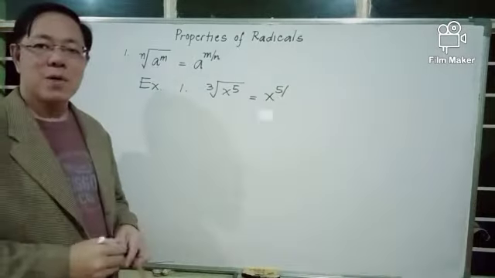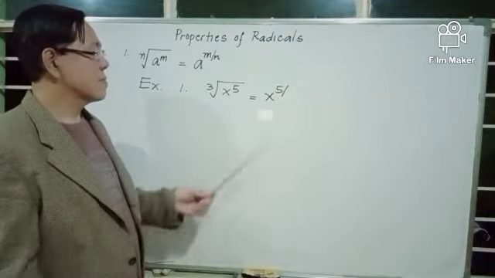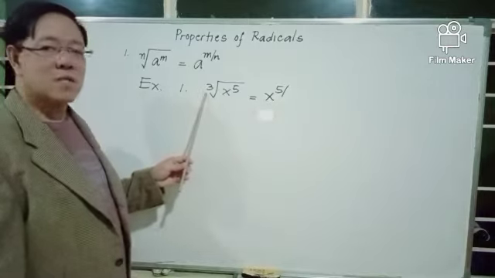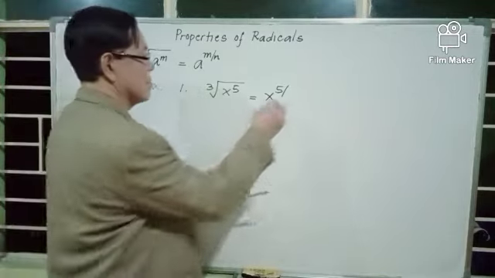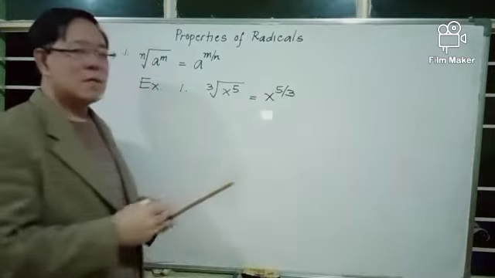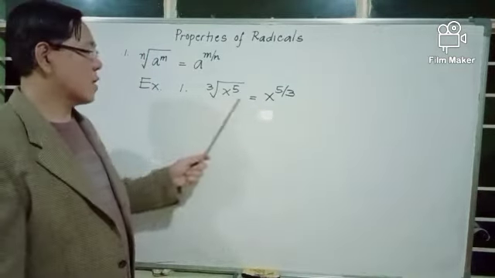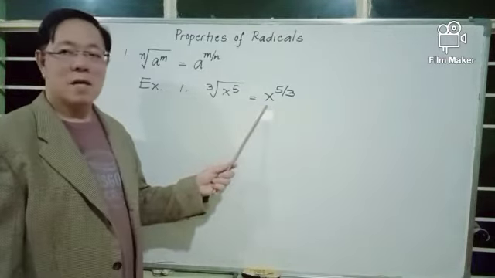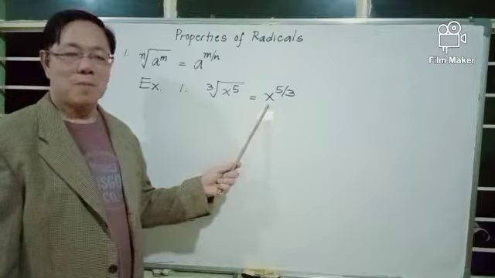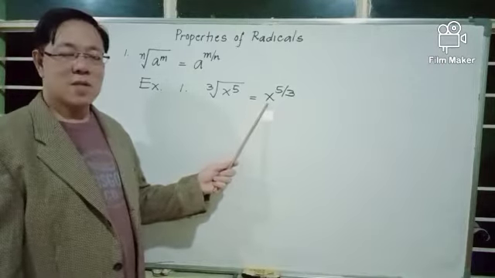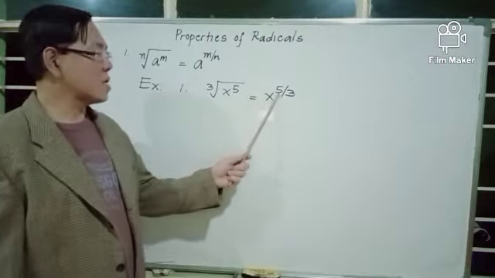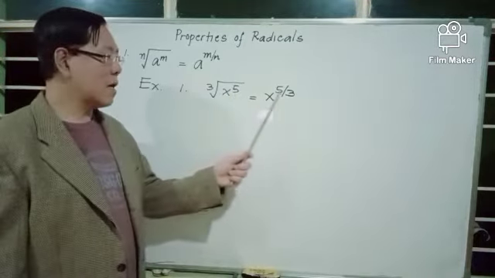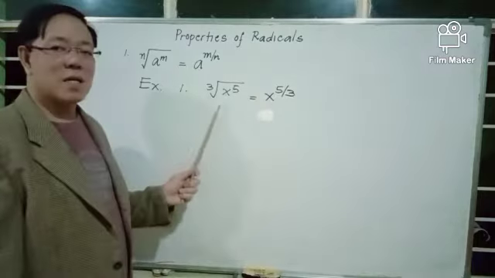And the denominator of the fractional exponent of x is the index of the radical sign, 3. Thus, we have removed the radical sign and we express this radical expression in exponential form, where the base is x and the exponent is 5 over 3. Where 5 is the exponent of x in the radicand and 3 is the index of the radical sign.